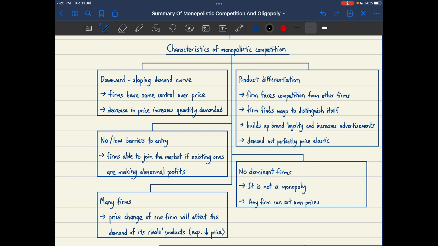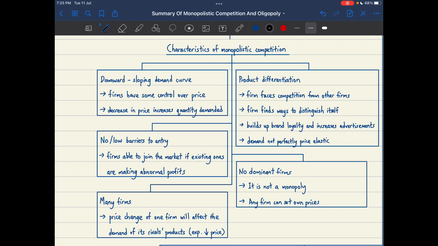And then no or low barriers to entry. Firms are able to join the market if existing ones are making abnormal profits. Monopolistic competition is something like perfect competition, whereby if you were to enter and exit the market, you will not have to pay a high cost. If you're able to make an abnormal profit, then you'll be able to enter without any issues. Same goes for the fact that if you're only able to make a normal profit, then you can leave the market anytime.